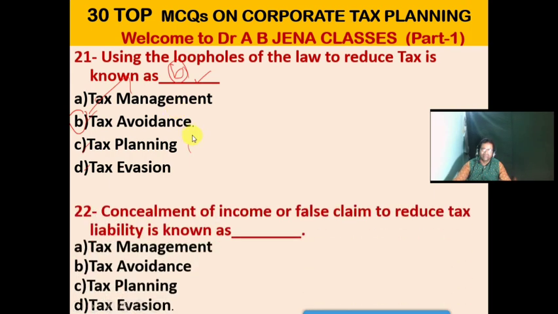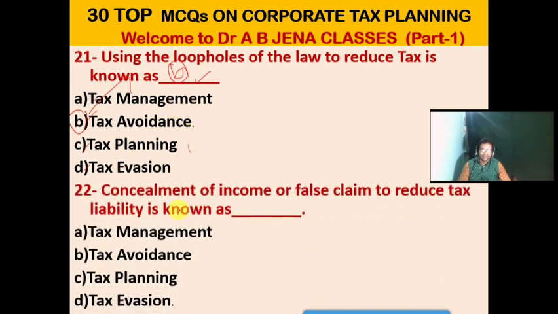So next one MCQ. Concealment of income or false claim to reduce the tax liability is known as what? A, it's tax management. B, it's tax avoidance. C, it's tax planning. D, it's tax evasion. Friends, so D is the right option for this MCQ. So tax avoidance is treated as legal, whereas tax evasion is illegal. So here the concealment of income or false claim to reduce the tax liability is known as tax evasion.